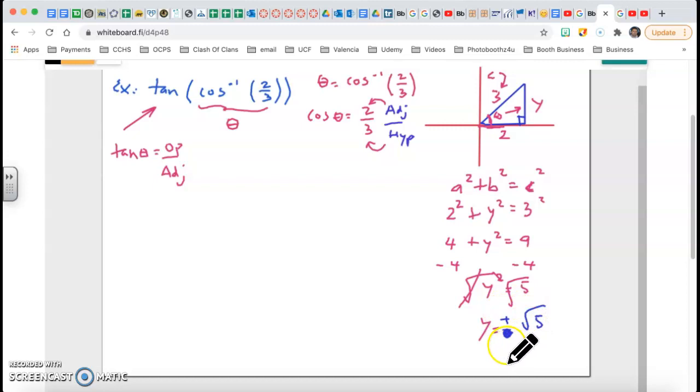Therefore, I use the square root of 5. So now my value of y is square root of 5. Let's bring it over here. Okay, now I have the 3 sides. Let me go back to my answer.